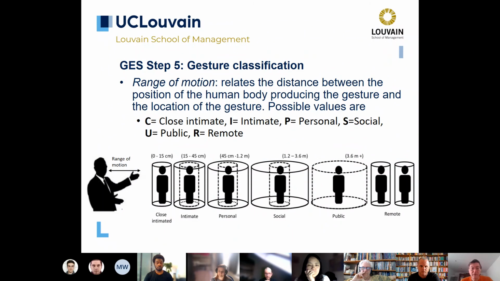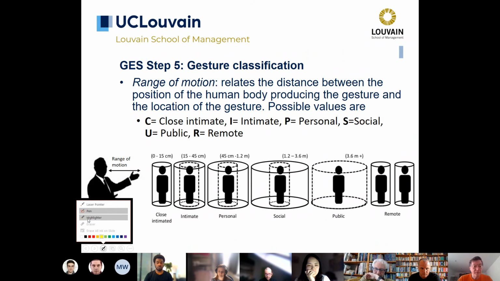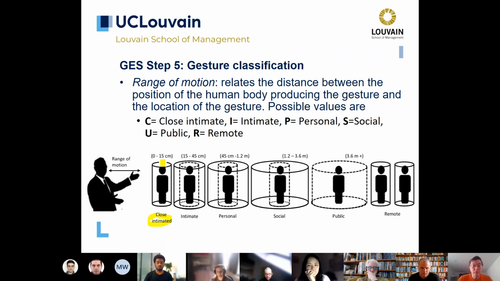Also the distance. For instance, if you consider again the ring device that you have seen some minutes ago, I can perform the gesture quite close to me, maybe at 10 centimeters. In this case, we will say that the range of motion is the closest one, which is close intimate, up to 15 centimeters. If it is a little bit farther away from my human body, let's say until more or less 50 centimeters, it is still in my intimate area.